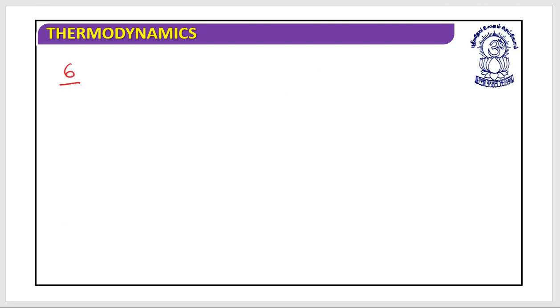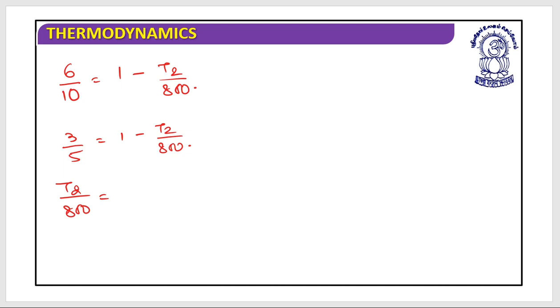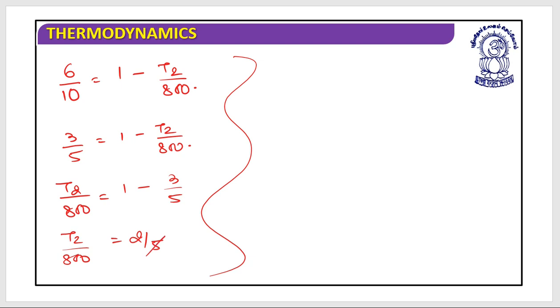It is 6 by 10 equals 1 minus T2 by 800. So this is 3 by 5 equals 1 minus T2 by 800. From this, T2 by 800 equals 1 minus 3 by 5, which is 2 by 5. Hope this is clear. So this is 5, this is 800, this is 5160. So T2 would be equal to 320 Kelvin. This would be the answer. I hope this is clear.